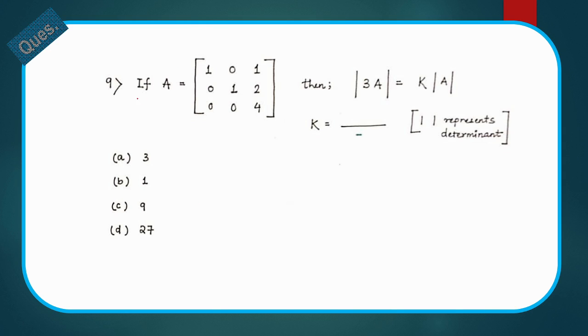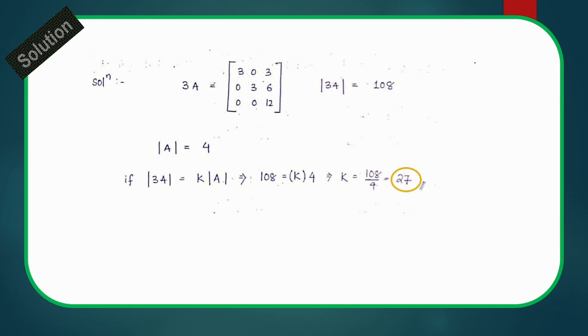Coming to the next question, question number 9. If A equals 1 0 1, 0 1 2, 0 0 4, then find the K value if the condition given is determinant of 3A equals K into determinant of A. These bars represent the determinant. So what is K? These are the options. So here the A matrix is given and here is the condition. Let's see how to solve.